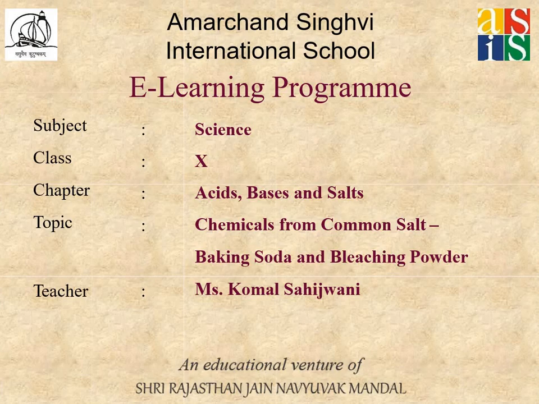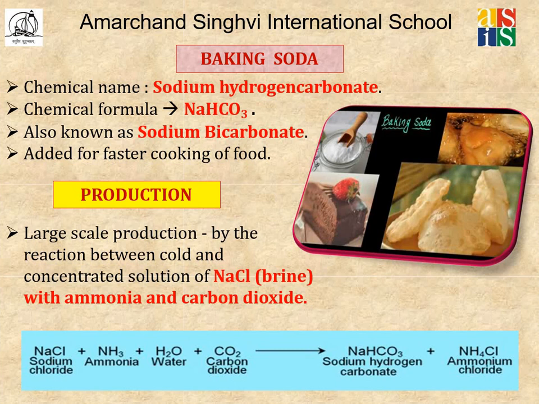In this video of lesson number 2, we are going to take up topic 2: other chemicals that can be manufactured from common salt. They are baking soda and bleaching powder. The chemical name of baking soda is sodium hydrogen carbonate and its chemical formula is NaHCO3. It is also known as sodium bicarbonate.